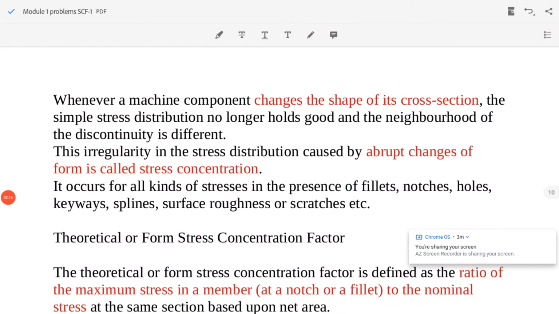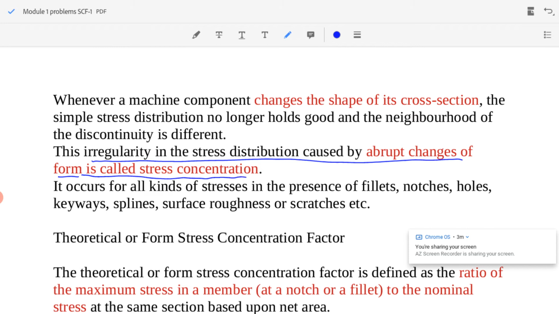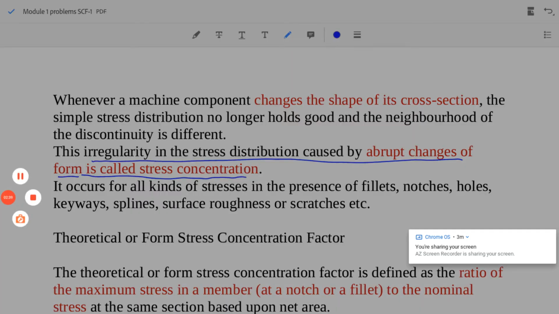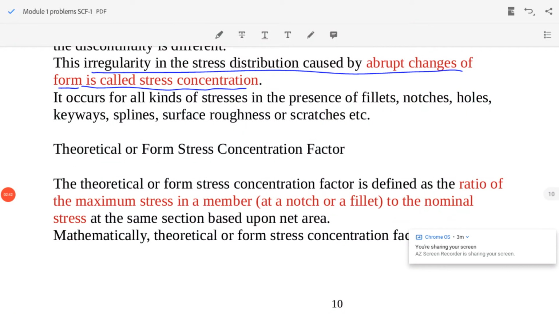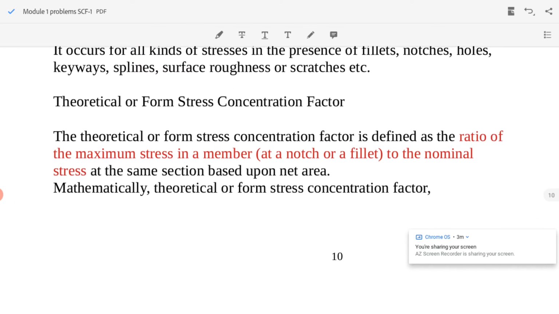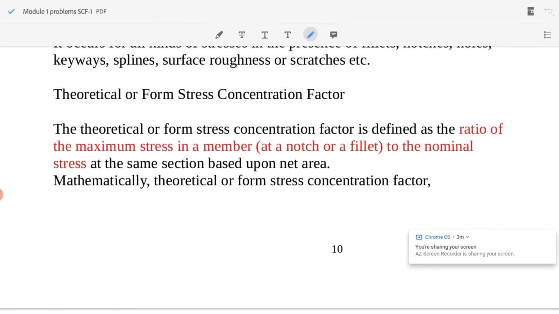So whenever a machine component changes its shape or cross section, simple stress distribution no longer holds good and the neighborhood of the discontinuity is different. Irregularity in stress distribution due to abrupt changes in shape or form is called stress concentration. Now we'll study how to design the parts which are subjected to stress concentration. Such parts are designed by a factor called stress concentration factor. Stress concentration factor is defined as the ratio of maximum stress to the nominal stress.